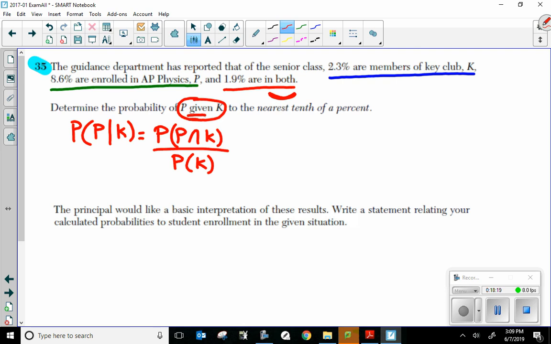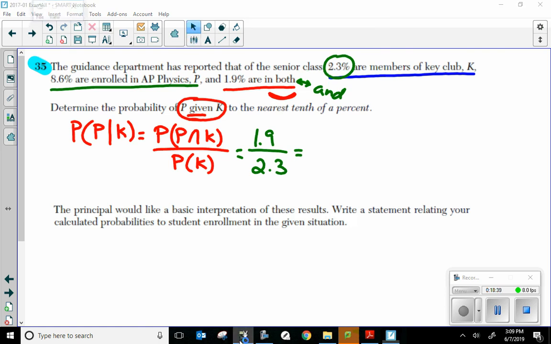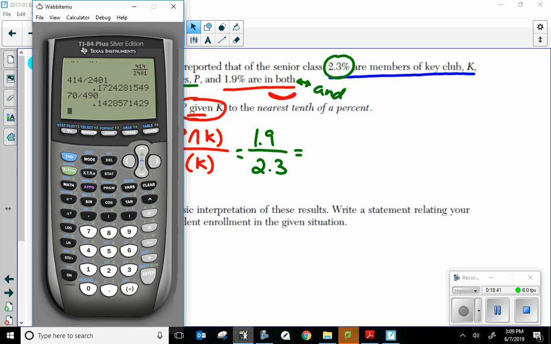All right, well, let's put in what we know. The probability of P and K, both, this means and. P and K is 1.9% over the probability of just K, which is the Key Club, is 2.3%. If I actually divide those two, because they want this to the nearest 1/10 of a percent, I take 1.9 and divide it by 2.3.